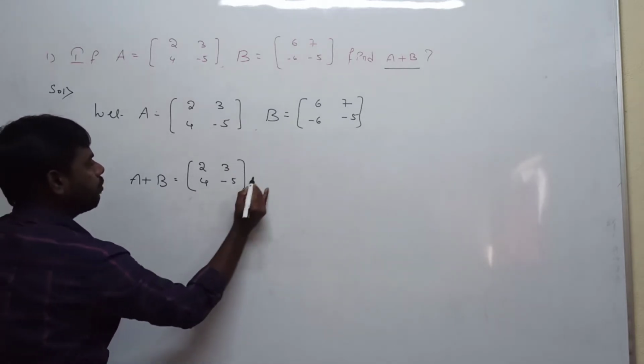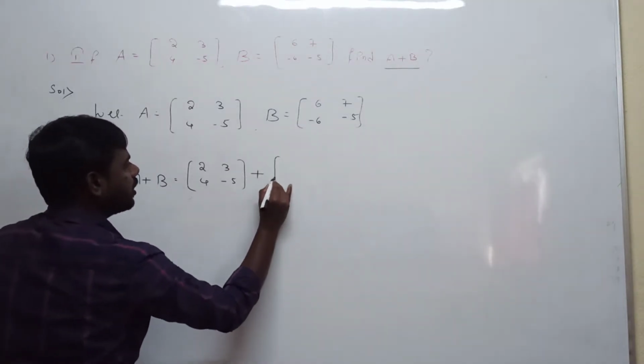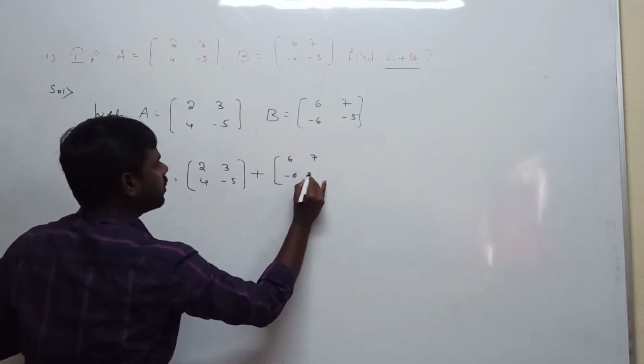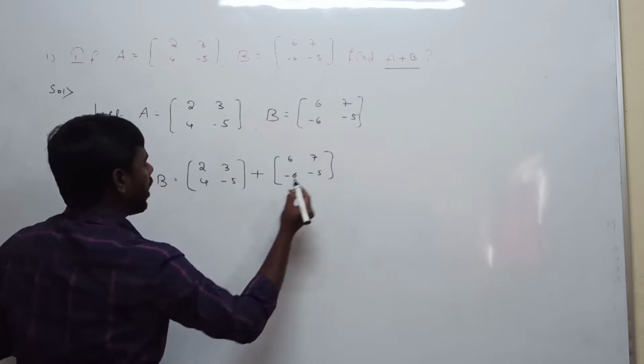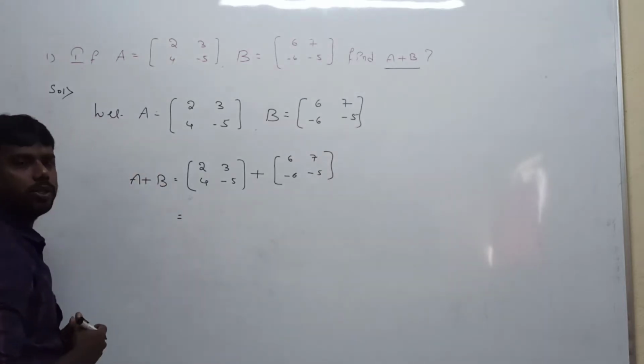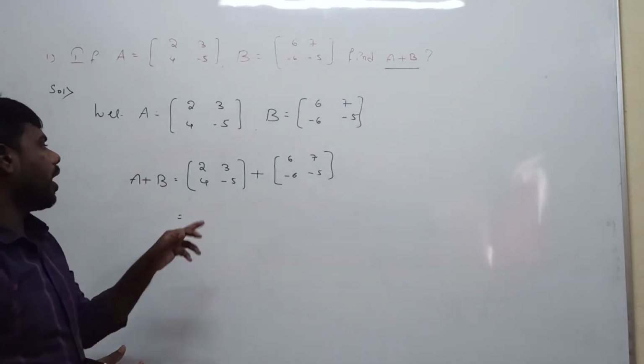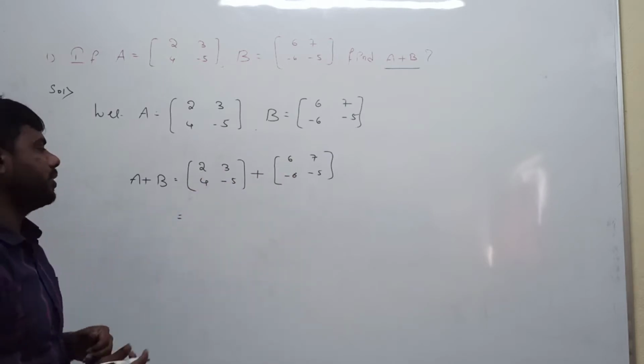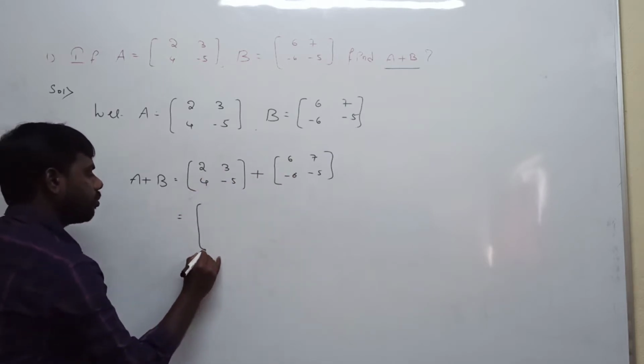What is the symbol here? Positive, so plus symbol. Next, the B matrix: 6, 7, minus 6, minus 5. To add two matrices, we add the corresponding elements. So here, how are we adding corresponding elements?